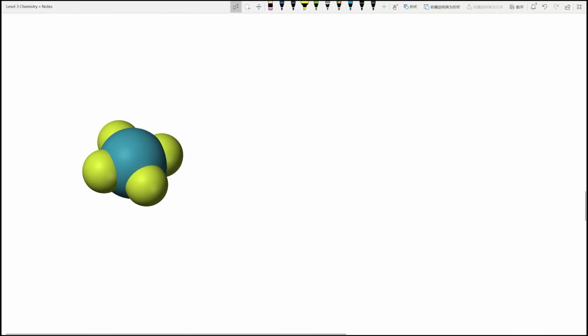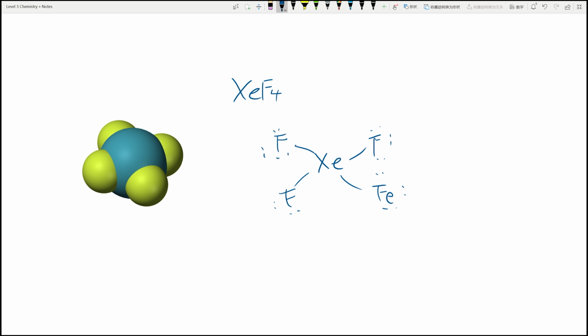All right, next one, this is XeF4. You can try to do this on your own, I don't know if you want to pause and draw this, but it's going to look like this. Xenon is an inert gas, but because it's so big, the valence electrons are so much further away, they can actually participate in some covalent bonding.